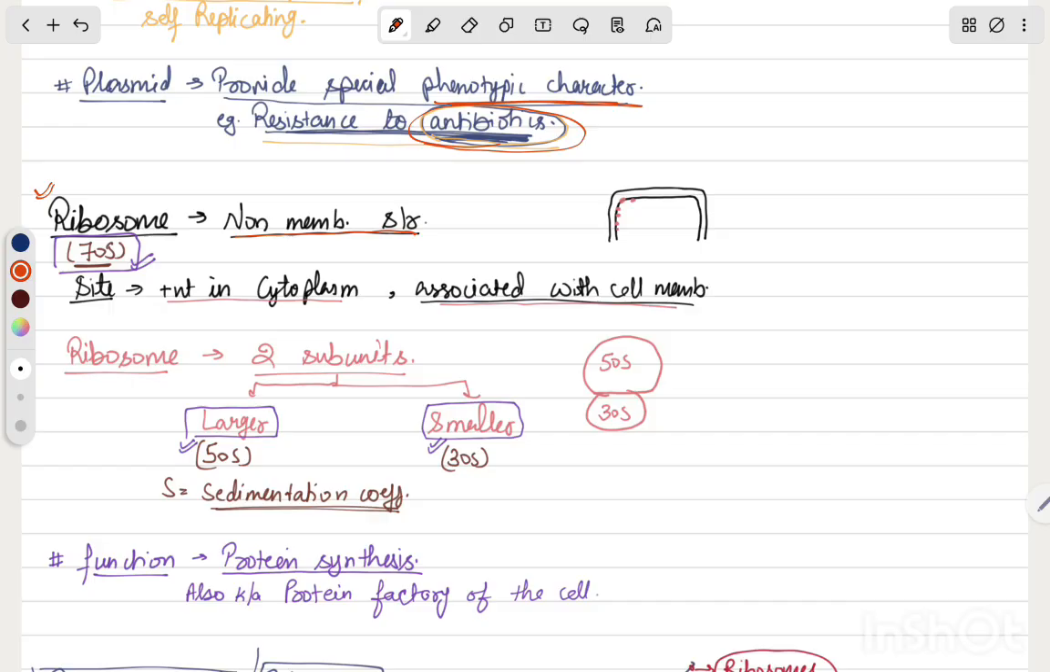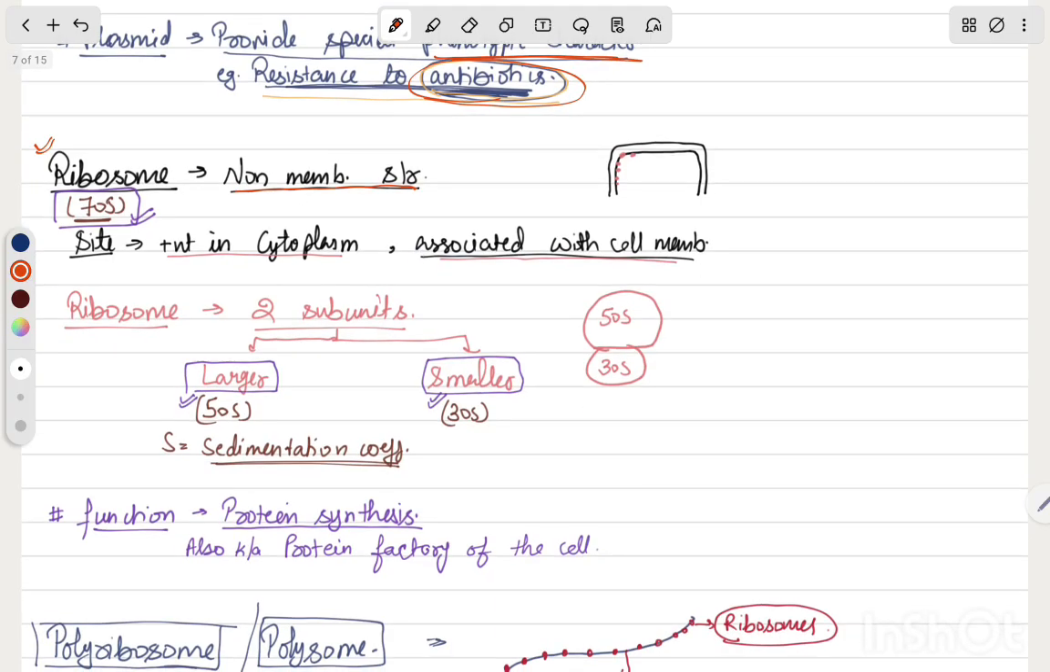Non-membranous structure means any membrane is absent. Any membranous structure is absent in prokaryotic cell. The type of ribosome present in prokaryotic cell is 70S. Now, what is 70S, or what is the structure of ribosome?